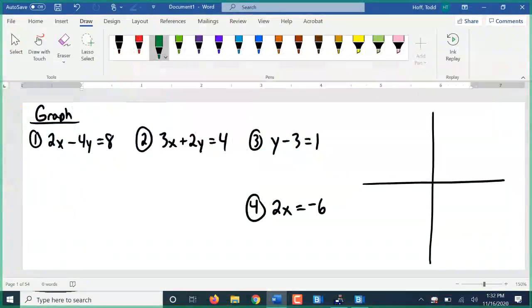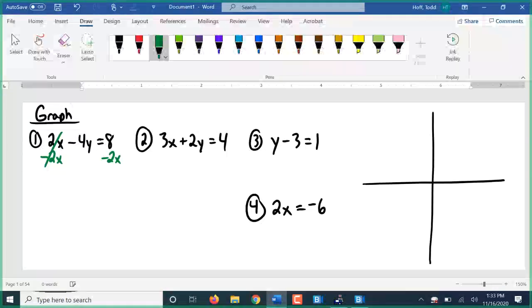So on the first couple here, we have to solve them for y. We have to get them in y equals form so that we can read off the slope and y-intercept to graph them. So for the first one here, we have y has been multiplied by a negative 4, and the 2x has been added to it. So to solve it, we're going to subtract the 2x.